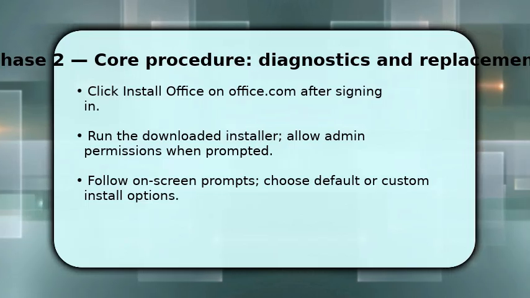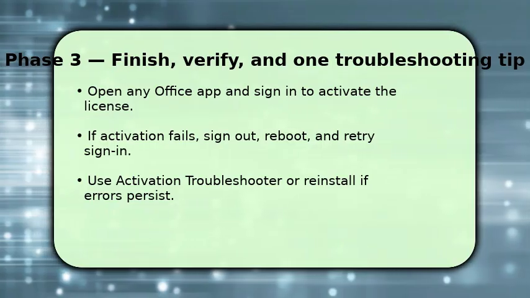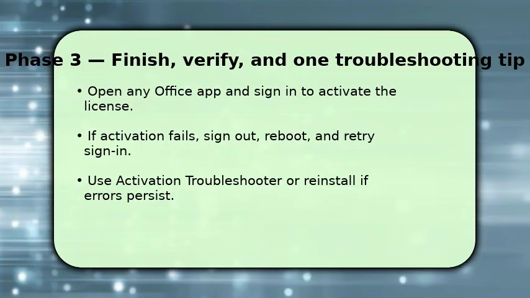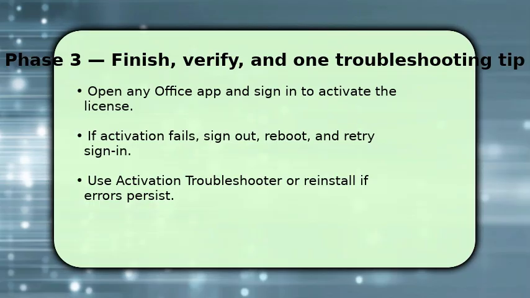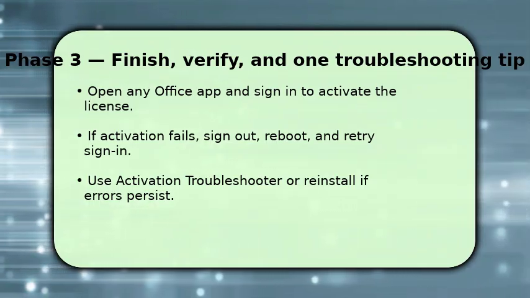Open Word or another Office app and sign in with the same Microsoft 365 account to activate. You'll see activation complete when the app shows your account and license details. If activation fails, sign out from account settings, reboot the computer, then sign in again. Often cached credentials cause issues.